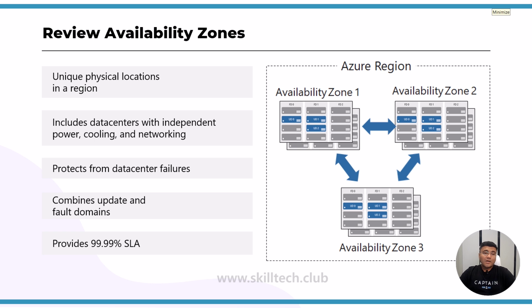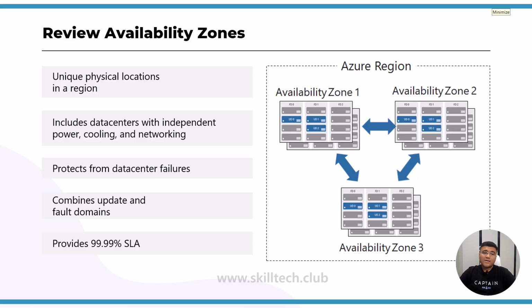Now let's talk about availability zones, which is obviously a much better option compared to availability set. Why? Because this is going to use multiple zones. Basically, zones are nothing but data centers. So this is basically going to use 3 data centers within one single Azure region. The logic is this is going to provide unique physical locations within the same region.